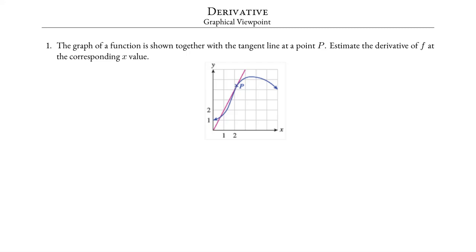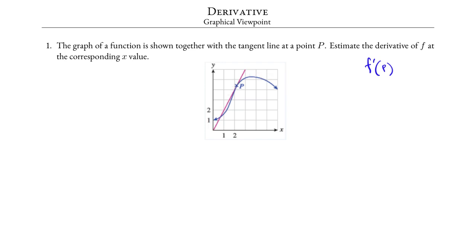The graph of a function is shown together with the tangent line at the point P. Estimate the derivative of f at the corresponding x value. We are finding the derivative of f, which is f prime, but only at the point P. We don't know what the x-coordinate is at the point P precisely. It is a little bit more than 2, but it's not quite 2.